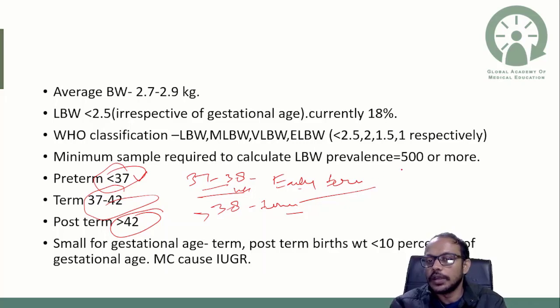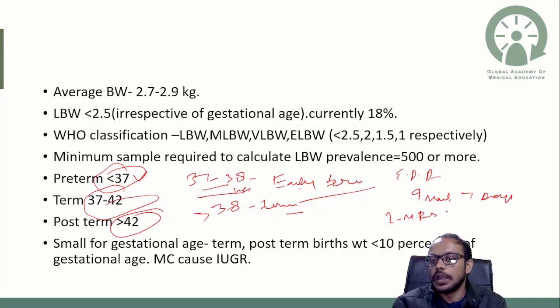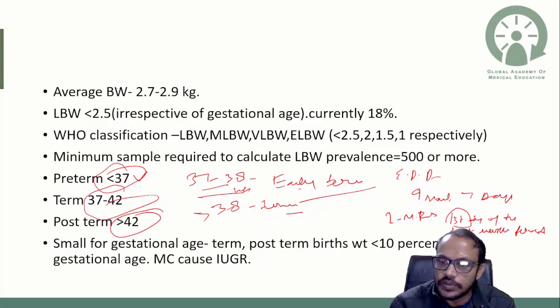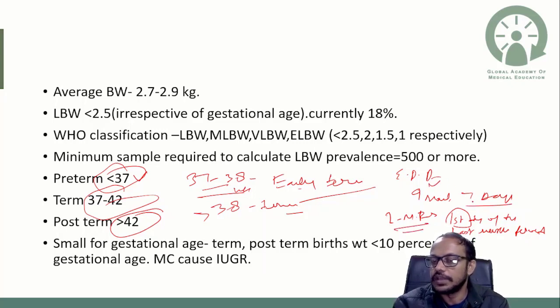So how do we calculate the EDD? Add 9 months plus 7 days to the LMP. What is LMP? LMP is the first day of the last menstrual period. That is, first day of the last menstrual period means first day of the bleeding is the first day of the cycle. So last menstrual period, first day of the bleeding is called LMP. Then we add 9 months and plus 7 days. Okay.